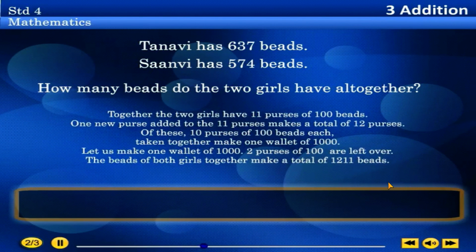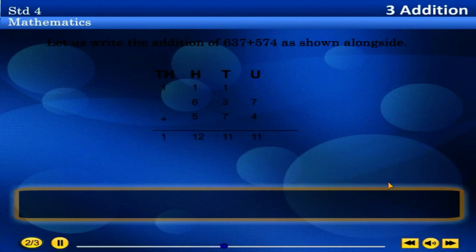The beads of both girls together make a total of 1,211 beads. Let us write the addition of 637 plus 574 as shown alongside.